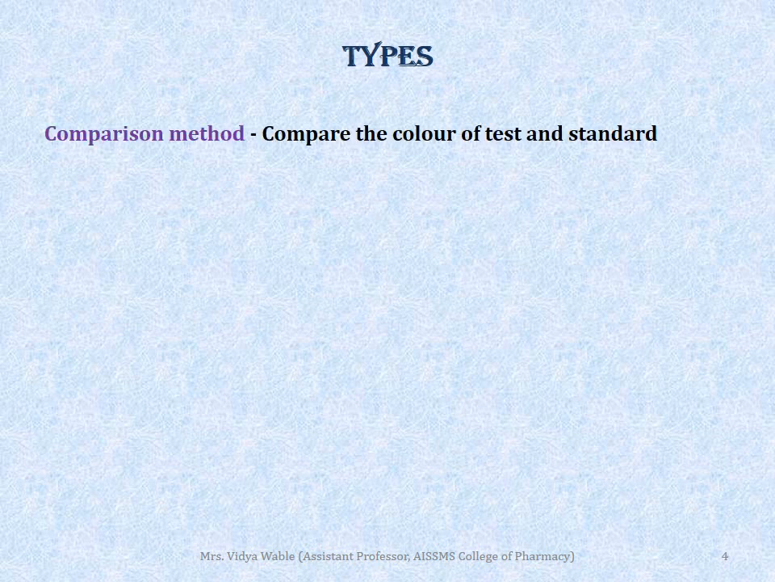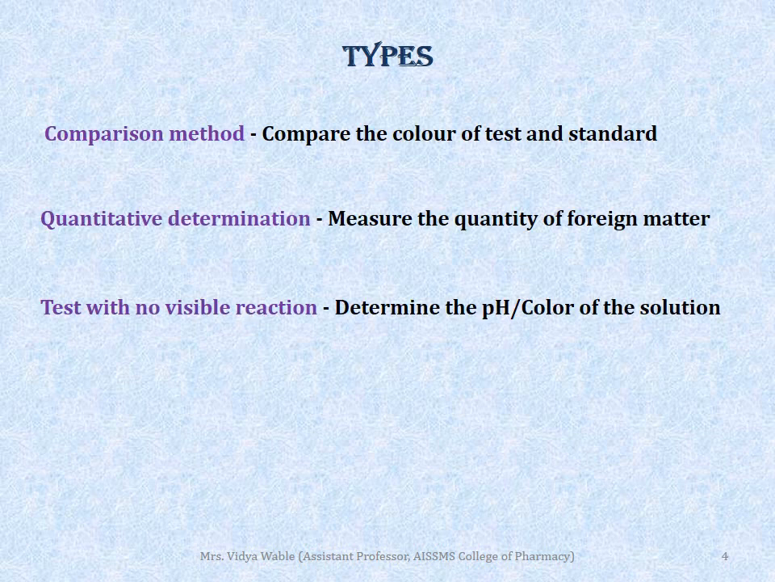The different types of limit test observation. So how to identify or how to observe limit test result? We can use comparison method, quantitative determination method, or test with no visible reaction. In comparison method, we need to compare the color of test solution and standard solution. In quantitative determination, we are going to measure the quantity of foreign matter which is present in the compound. And in test with no visible reaction, we can use determination of pH of the solution and the color of the solution. These are the observation methods for the limit test.